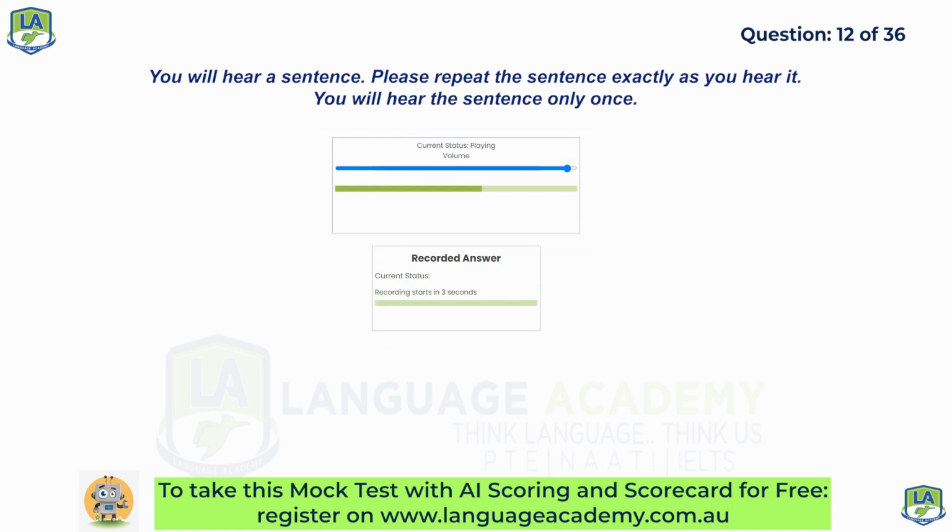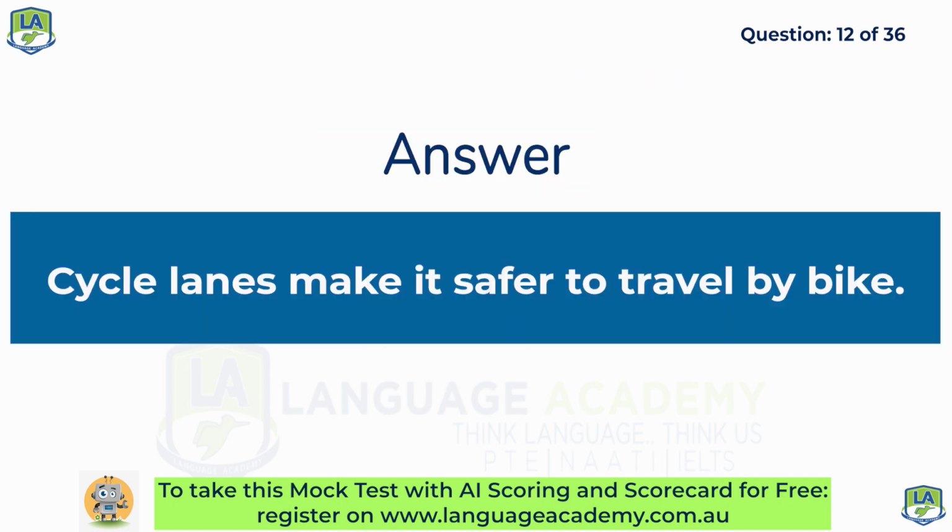Cycle lanes make it safer to travel by bike.